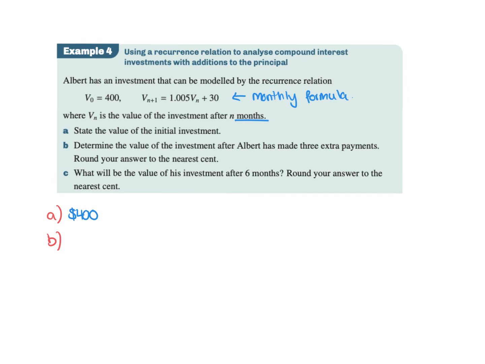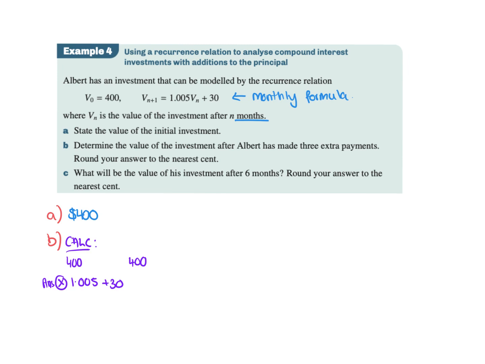So B, now it says determine the value of the investment after Albert has made 3 extra payments and round to the nearest cent. So it didn't say show recursively, so you don't have to write all the steps out. So here you could probably just do it on your calc. When you do it on your calc, you would chuck the first number in, 400, and press enter. And then because it says after 3 extra payments, we're going to times it by 1.005 and add 30.